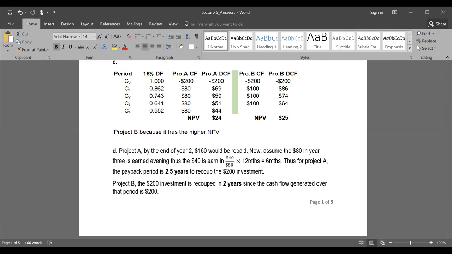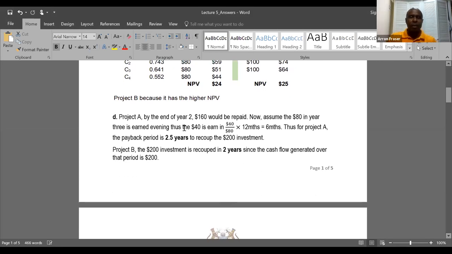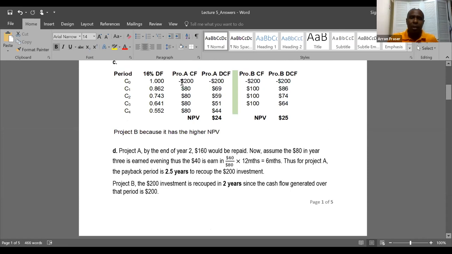All right. No, sir. So D asks, what is the payback period of each project? For both projects, the initial capital outlay was 200, so we're trying to establish how long it takes to recover that 200. Here we're just using nominal cash flows, just these cash flows as they are. For project A, by the end of year 2, you'd have gotten 160 repaid.